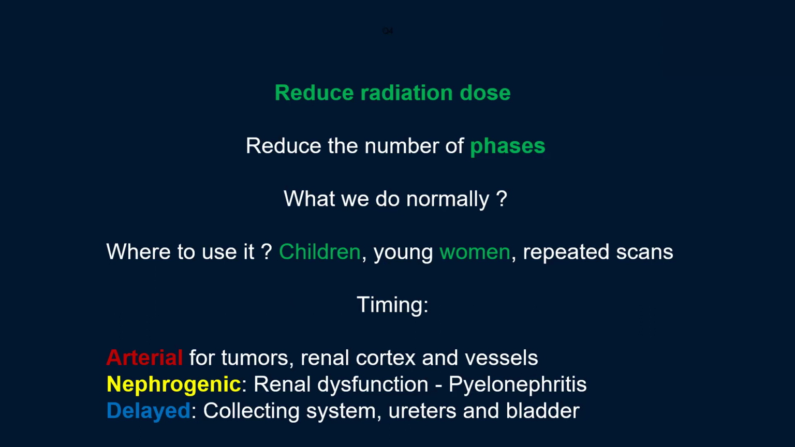It's more that, why does it then say split bolus? Because if we're just acquiring the nephrogenic phase, why are we splitting the bolus as opposed to giving a single bolus nephrogenic phase scan?